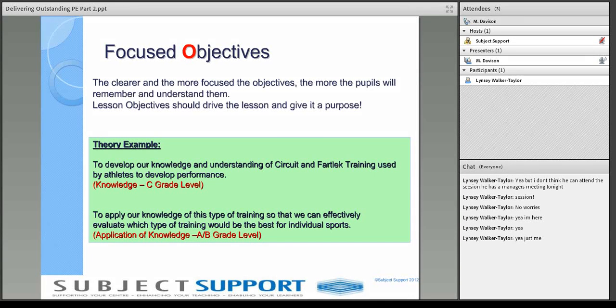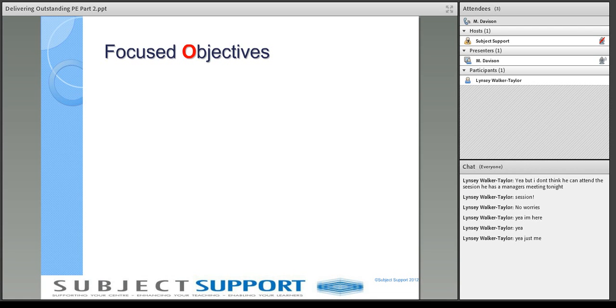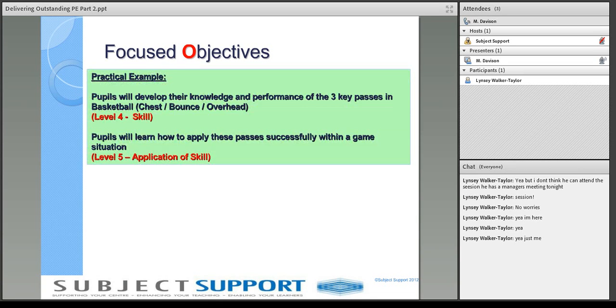And hopefully it will also allow you to break the lesson down into clear, concise parts in order to focus on each individual level. It doesn't just work in theory though, it can work in practical as well.